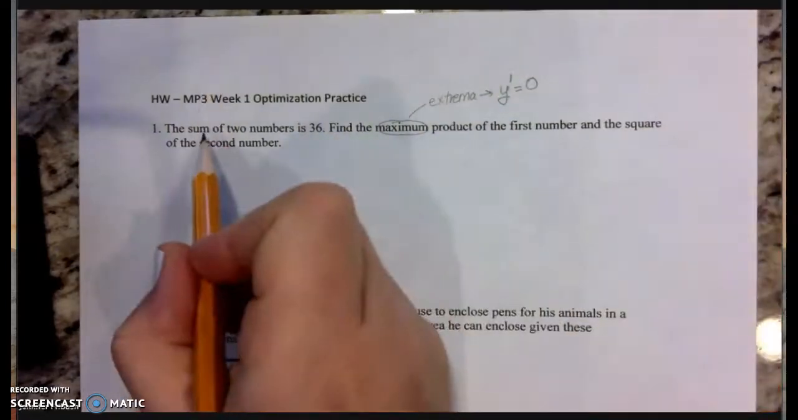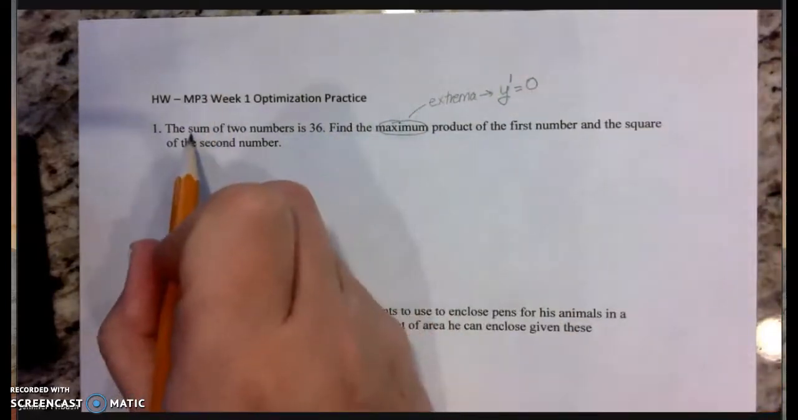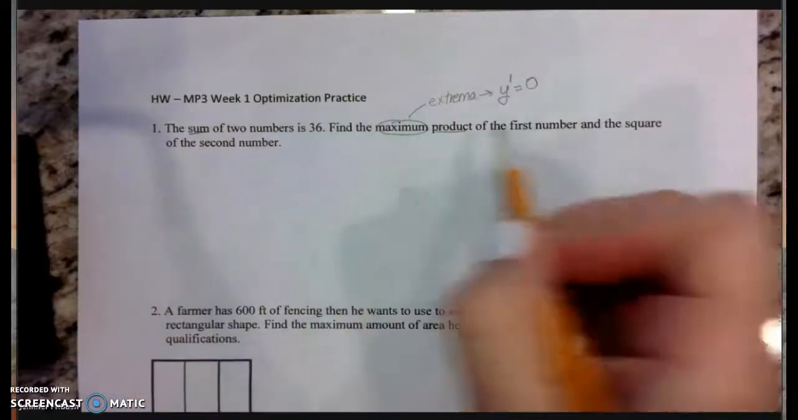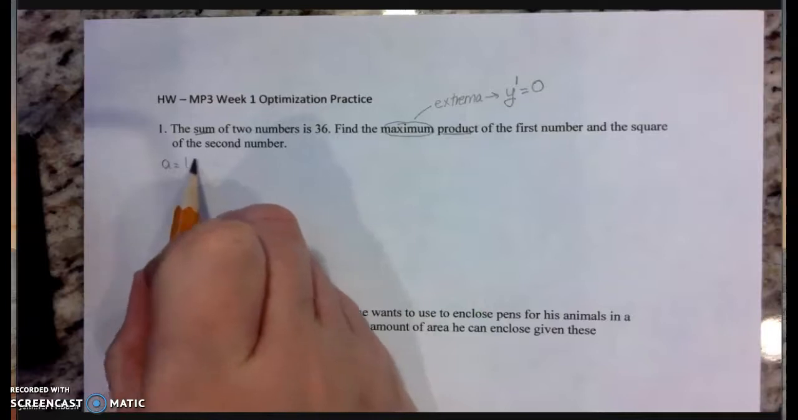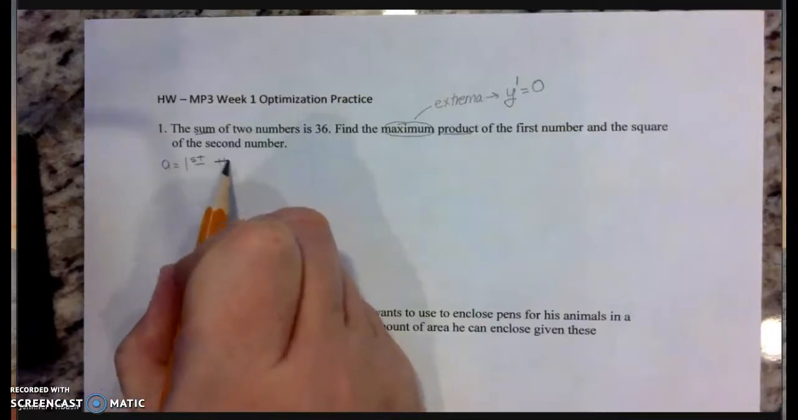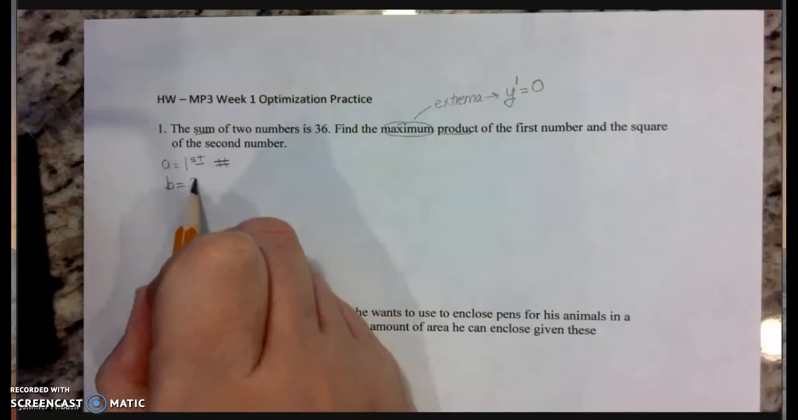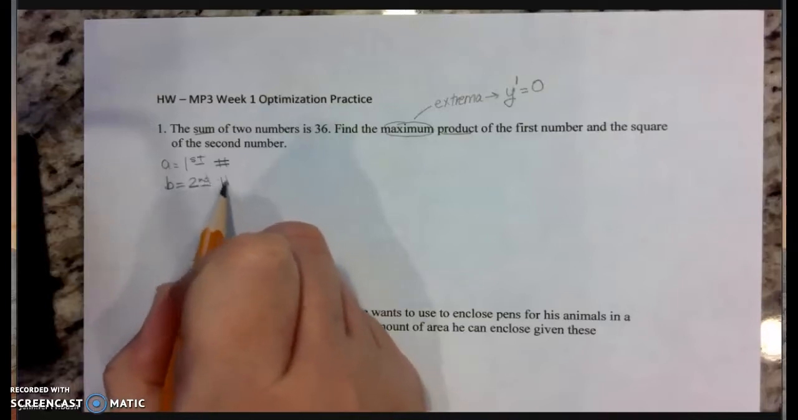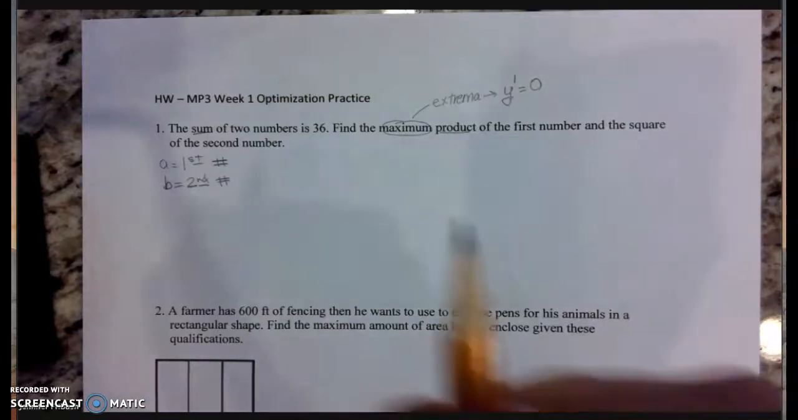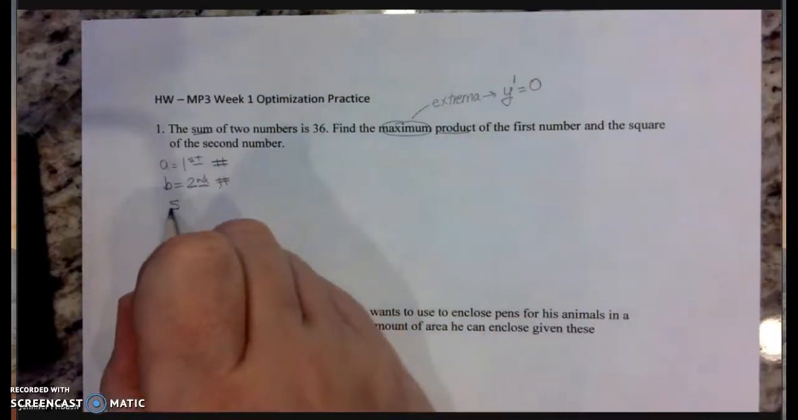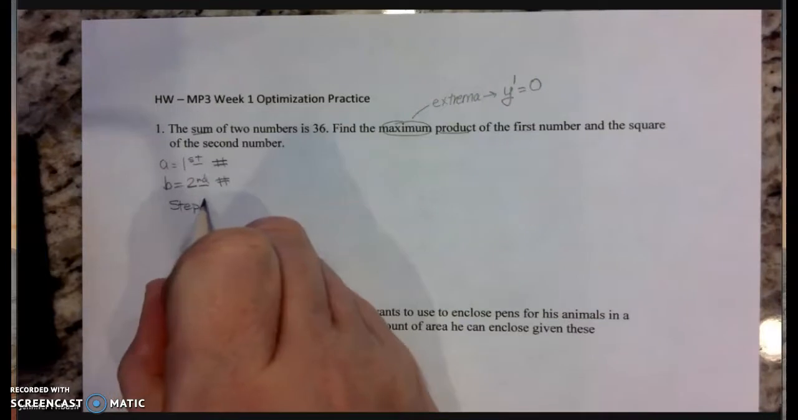So we have two pieces of information that are going to help us through this, sum and product, okay? So the first thing I'm going to do is say A is my first number and B is my second number. And this is a three-step process, just like your quiz will be, okay? So you're going to start with step one, and you're going to make two equations.